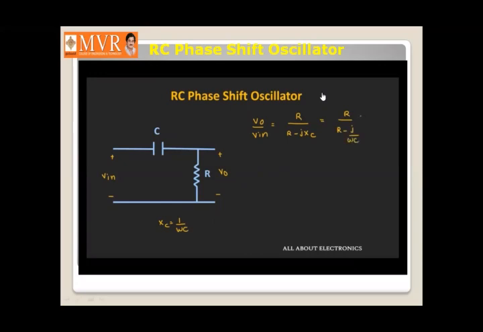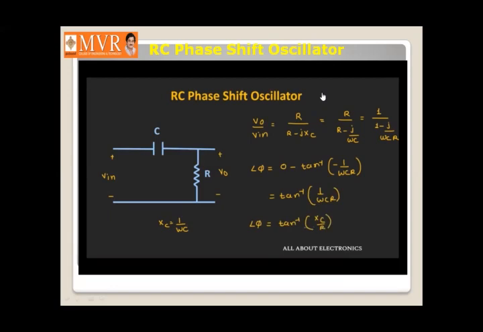By dividing the numerator and the denominator by the factor of R, we can write this expression as 1 divided by 1 minus j divided by omega CR. If we find the phase shift, then the phase shift phi can be given as 0 minus tan inverse of minus 1 by omega CR, that is equal to tan inverse of 1 by omega CR. And as we know, 1 by omega C is nothing but XC, so we can say that the phase shift phi is equal to tan inverse of XC by R.